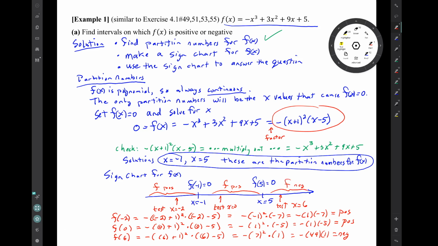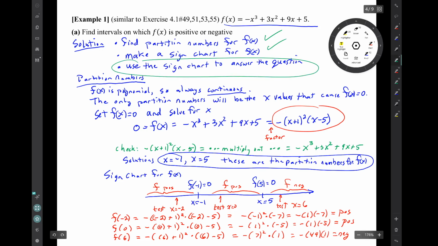Now in the book they use a different kind of notation for this. They put a bunch of plus signs across the whole interval. Same idea. I just like making those brackets. It's a little bit faster. So there's our sign chart. Our final part of our strategy was to use the sign chart to answer the question. The question was, what are the intervals on which f of x is positive or negative? Well, let's answer that on the next page.